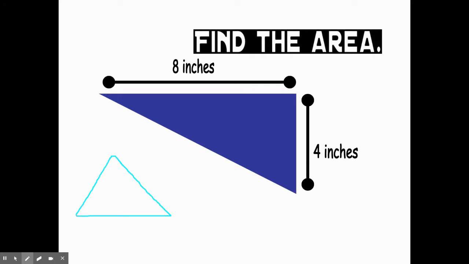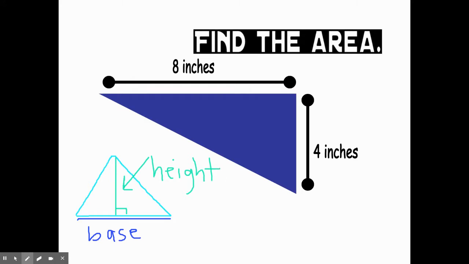So my base would be the bottom right here. This would be my base. And then my height is going to be perpendicular to that base. So I would start at the top up here and draw my line down to the base so that I was making that perpendicular angle there. And this would be the height of my triangle. Okay, so the height has to be perpendicular to the base.